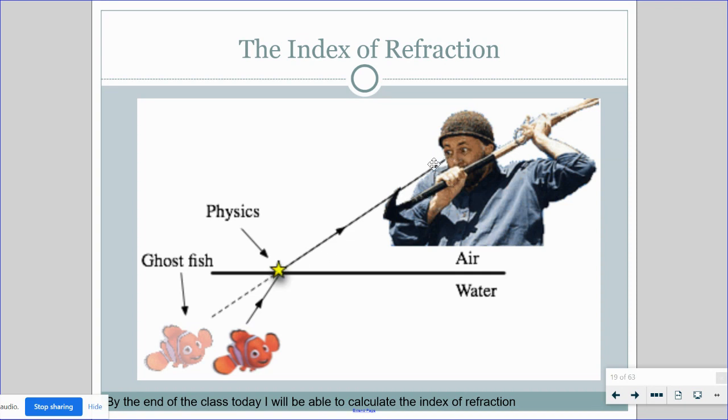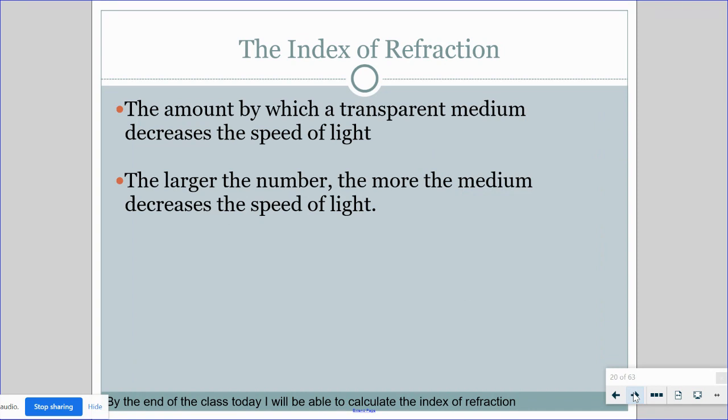But this guy, he thinks light travels in a straight line. So he sees Nemo over here. So if he started to harpoon over here, he'd miss Nemo and Nemo would get away.